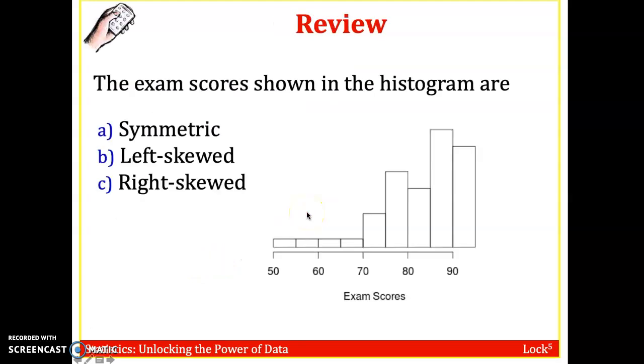But first, let's do a quick review. The exam scores shown in this histogram. Would you say this distribution is symmetric, left skewed, or right skewed? And hopefully you guessed left skewed, because if we draw a curve on top of this, the tail is going towards the left. The skewness follows the tail.